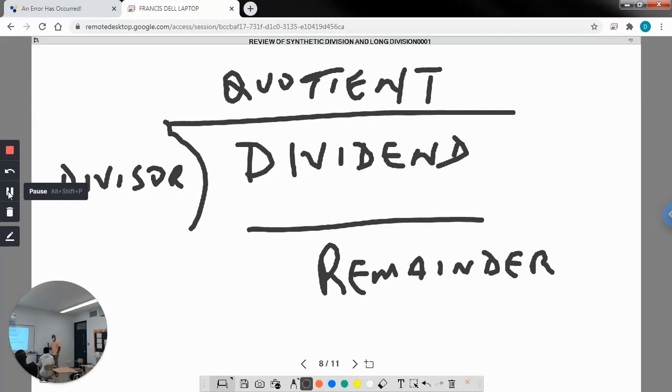Alright, so you make a note of that. It's good to make a note of it. Alright, nice. Alright, so let's move into this factor theorem and remainder theorem.